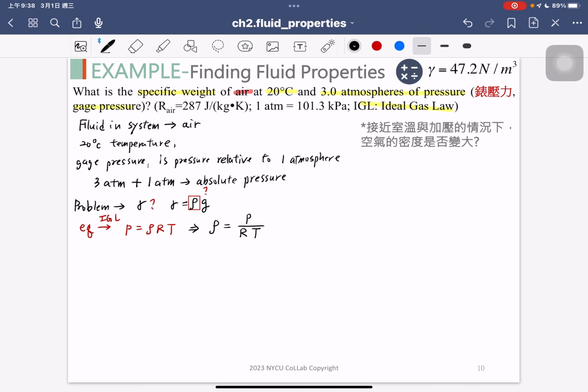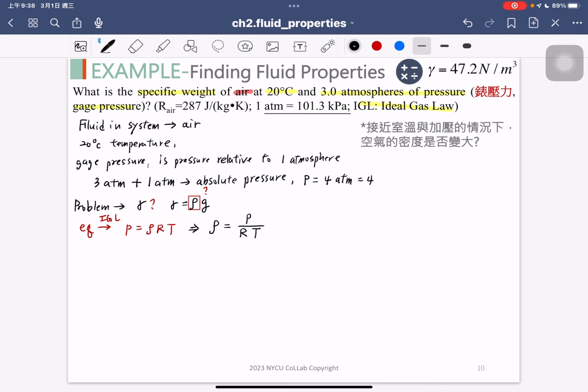And the pressure P here, we know it is the absolute pressure. So we have P, and we know that P equals 4 atm. And here, I tell you 1 atm is equal to 101.3 kilopascal. Okay, so we know what the pressure is.